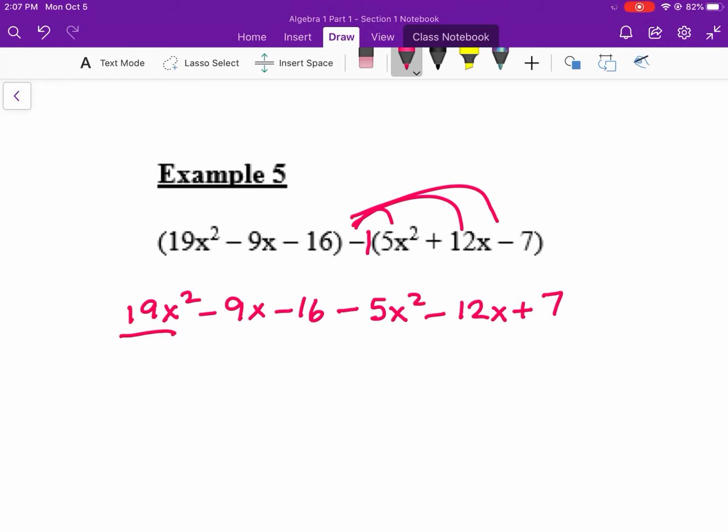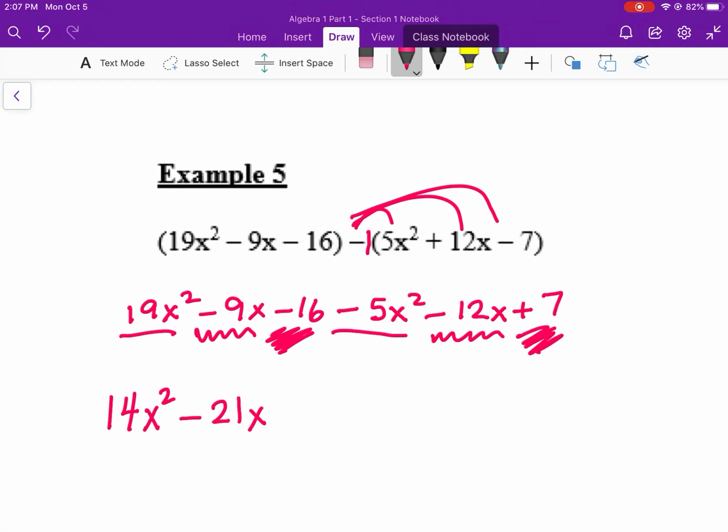So now I have 19x squared minus 5x squared. 19 minus 5 is 14x squared. Minus 9x minus 12x. Those are both negative signs, so if you put it in your calculator, you would end up with negative 21x. And then I have negative 16 plus 7. They're opposite signs. That's going to be negative 9 or minus 9.